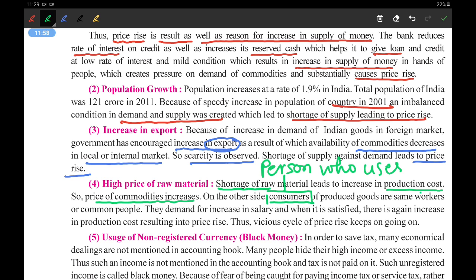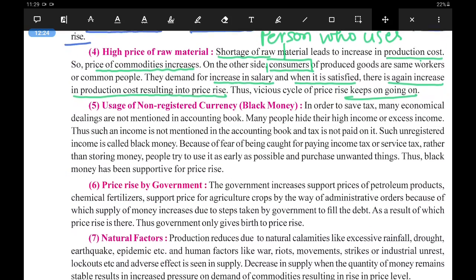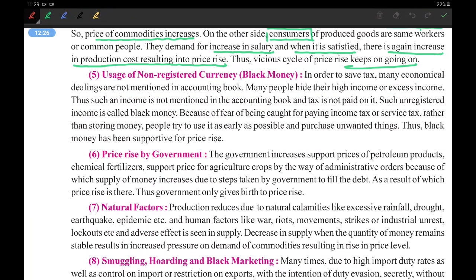Okay, they demand an increase in salary, they also want more salaries, and when it is satisfied, there is again an increase in the production cost, and that results in price rise. As they will have more money, they will put that into more buying capacity. Ultimately it leads to the price rise, and this will continue, this will not stop. So high price of the raw material is also one of the reasons for the price rise, right?